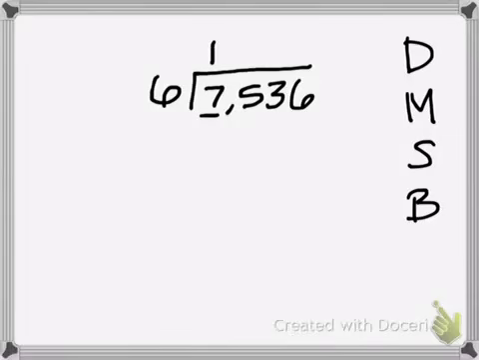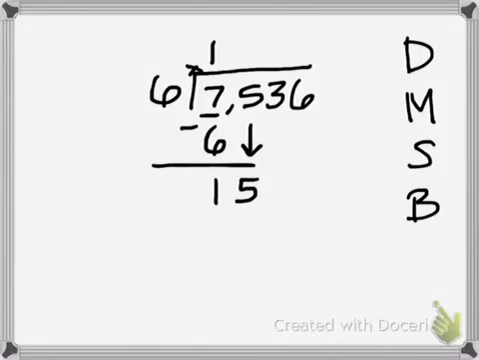Now I'm going to multiply. Sometimes it helps to put a little multiplication symbol right there to help you remember that I'm going to do 1 times 6 to get 6. Now my third step says to subtract. So I'm going to subtract 7 minus 6 to get 1. Okay, the fourth step is bring down. I'm going to bring down the 5 and put it next to the 1. And now I'm going to start over from the top.